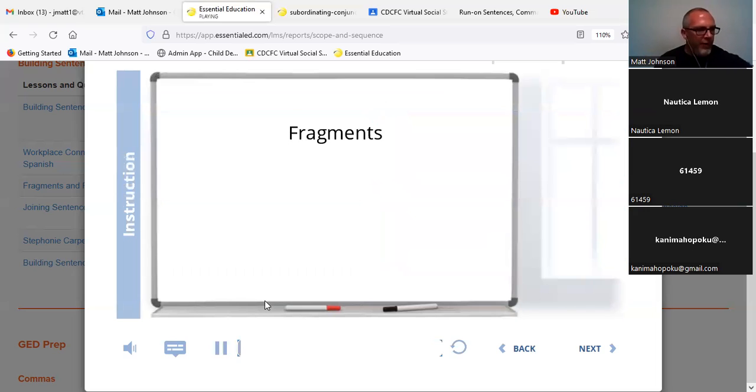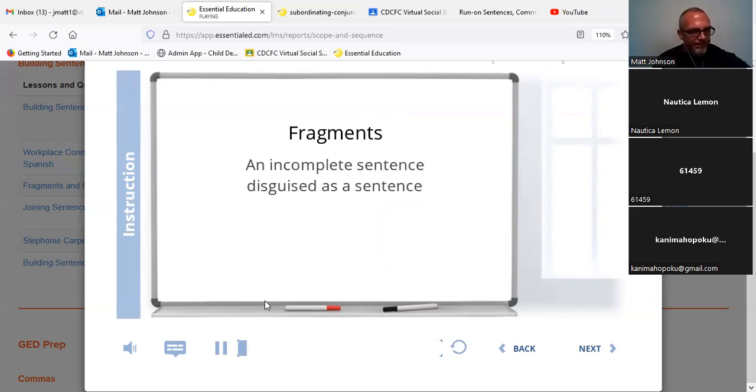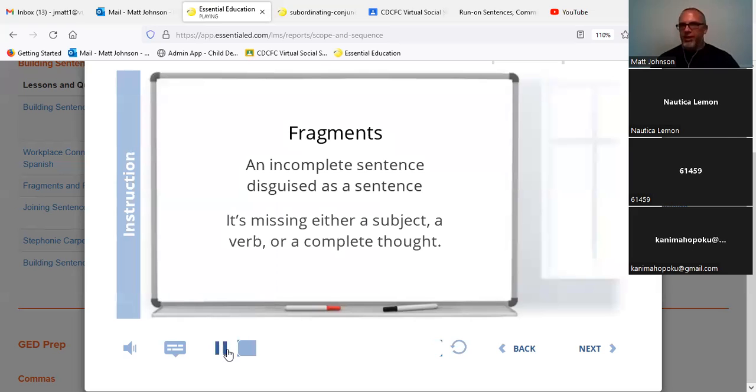Okay, now let's talk about fragments. A fragment is just a sentence. It's got a capital letter and a period or question mark. Just like that subordinate clause we just looked at, it lacks either a subject, a verb, or a complete thought. Fragments are a really common error in writing.